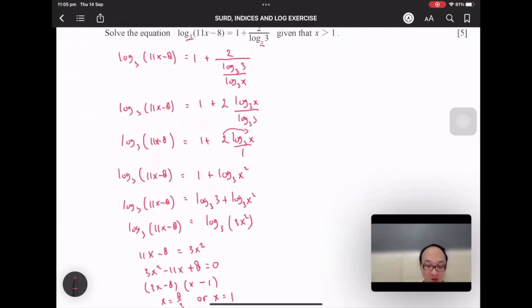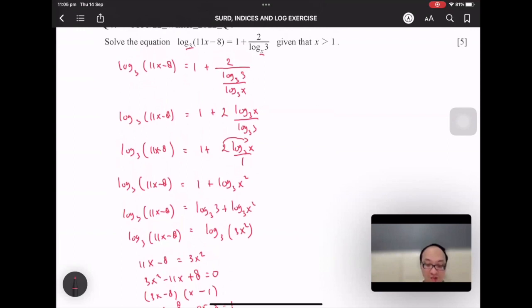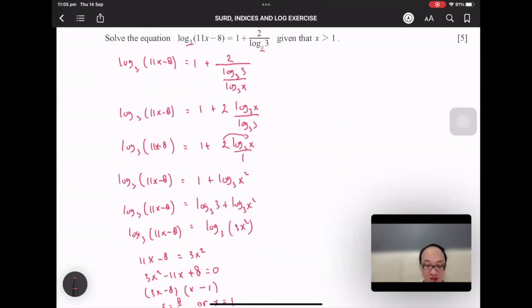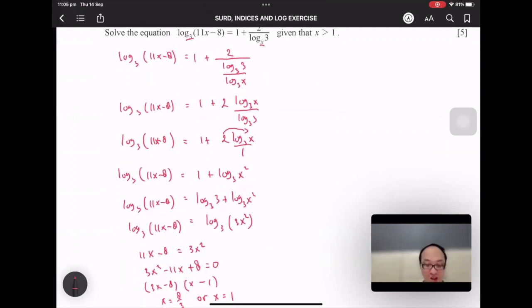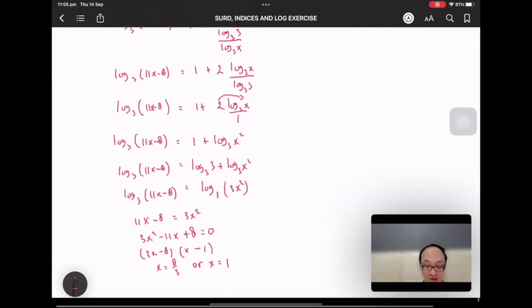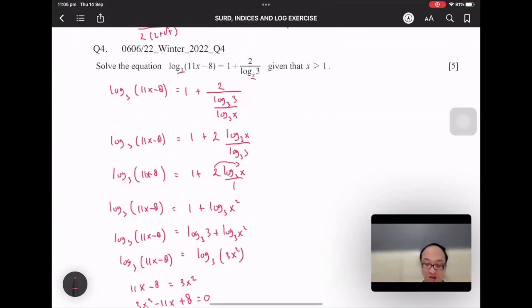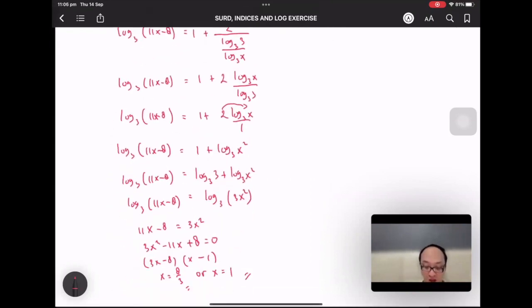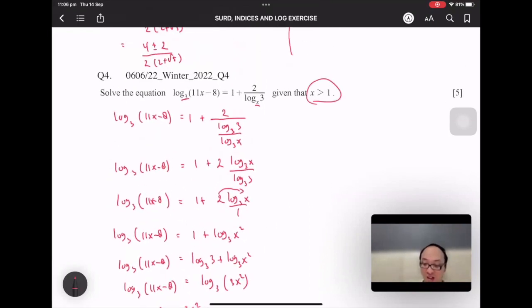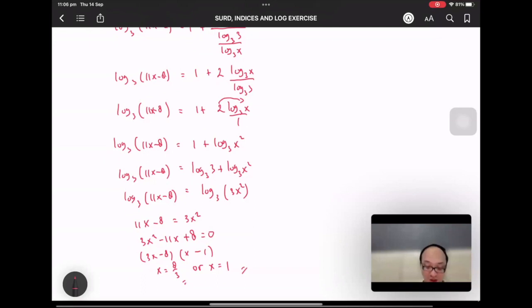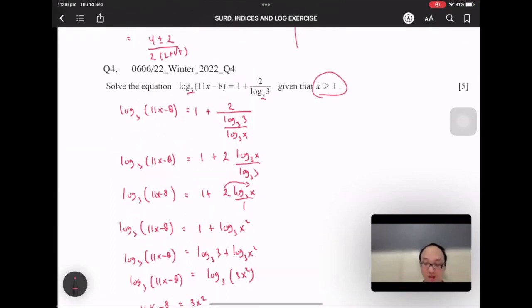And we have to check, are they positive? x equals 8 over 3, so it will be positive, yeah? Yeah, so there are two answers. And x is greater than 1, so we only take this value. Yeah, we ignore this, reject, because it should be greater than 1.